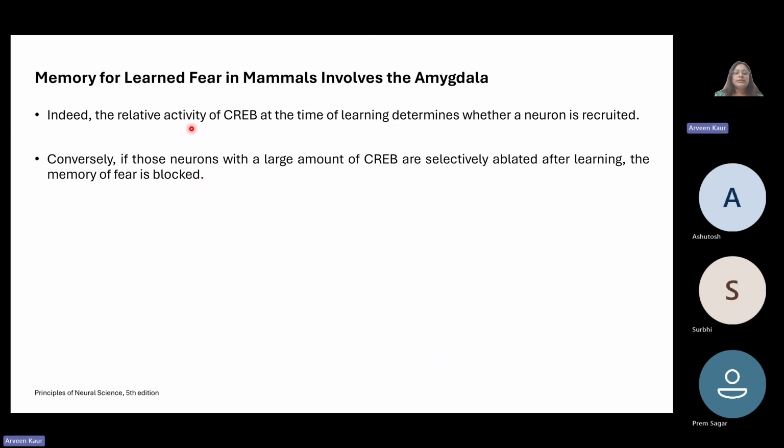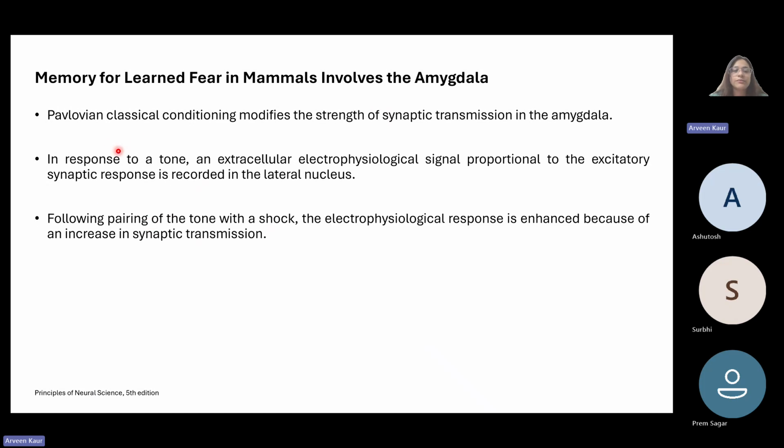Indeed, the relative activity of CREB at the time of learning determines whether a neuron is recruited. Conversely, if those neurons with a large amount of CREB are selectively ablated after learning, the memory of fear is blocked altogether, right? So Pavlovian classical conditioning, if you remember, modifies the strength of synaptic transmission in the amygdala.